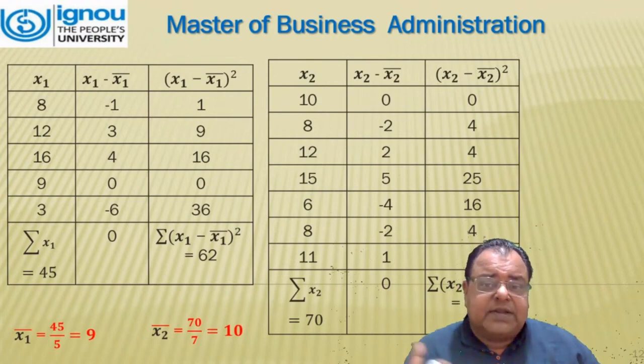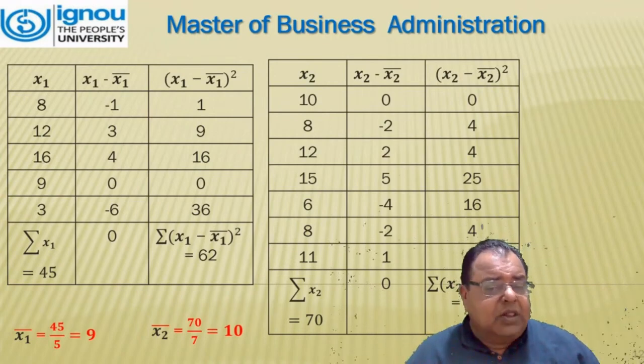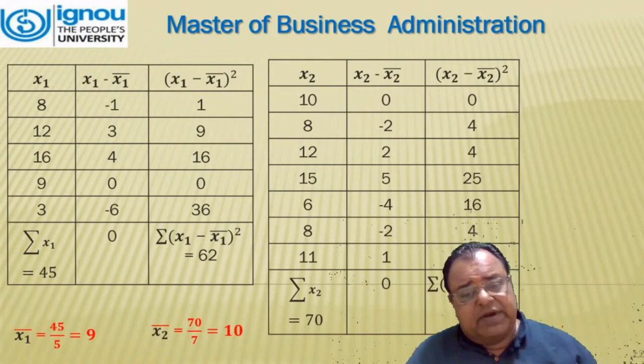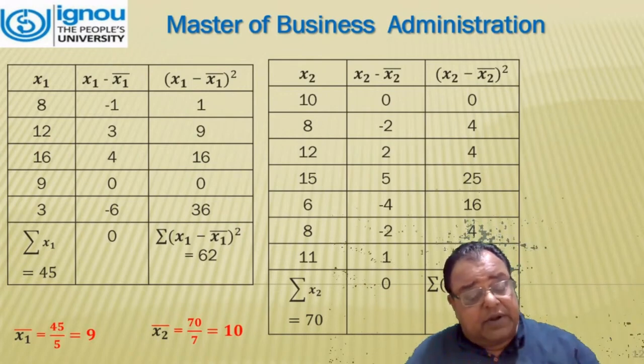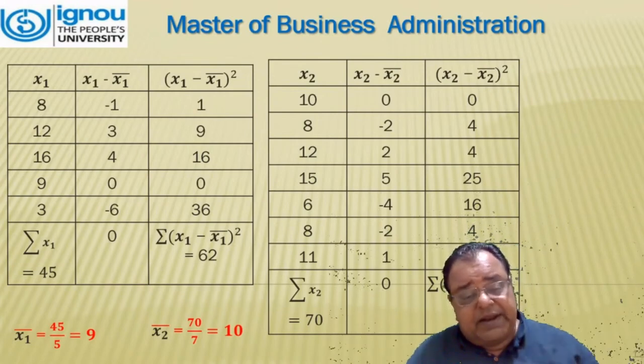Now moving on to the right-hand side, for drug B. We add all the values of x2: 10, 8, 12, 15, 6, 8, 11, and we get 70. The number of terms here is 7, so we divide 70 by 7. We get the mean as 10.